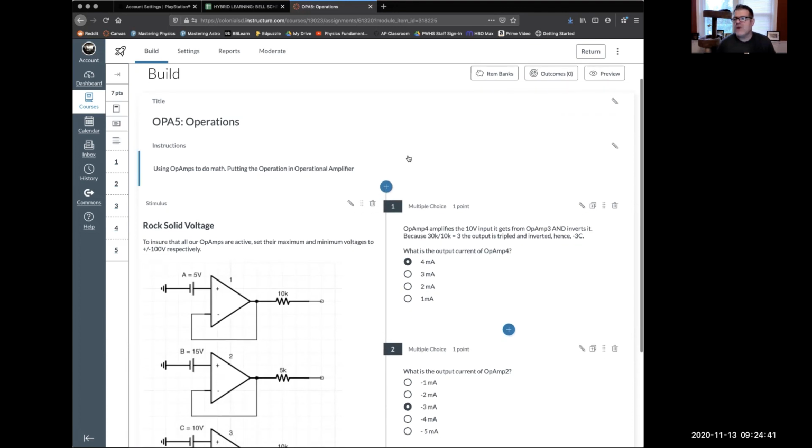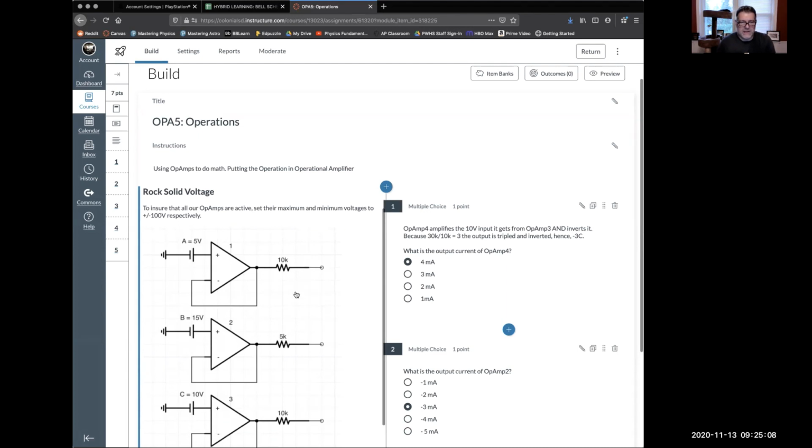So it's using operational amplifiers to solve math problems. Now, there's a particular math problem that I solve in this assignment, but if I arrange my operational amplifiers appropriately, as it happens, I can solve any math problem. So the first thing is this little stimulus section here called rock solid voltage. And it's a bit subtle and easy to miss, like the really cool thing about this. And that is that I have this operational amplifier here and 5 volts going into the non-inverting input. And I have the output feeding back to the inverting input.